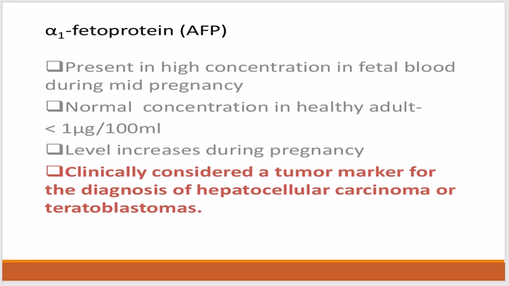Now the second alpha 1 globulin is alpha fetoprotein. It is present in high concentration in the fetal blood during mid-pregnancy. The normal concentration in a healthy adult is less than 1 microgram per 100 ml. The level of alpha fetoprotein increases in pregnancy. It is clinically considered as a tumor marker for the diagnosis of hepatocellular carcinoma or teratoblastomas.